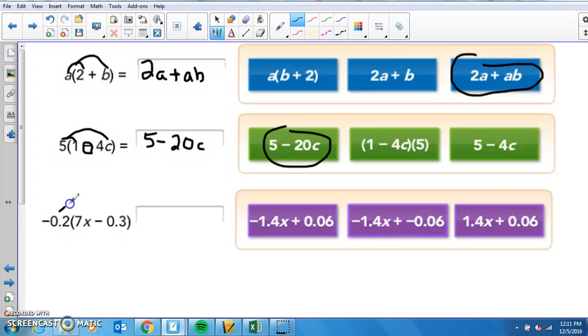All right, we're going to do the same thing for the third one. We're going to distribute that negative 0.2, or the negative 2/10, times the 7x. 2 times 7 is 14, and if you think about it with the decimal, that means we're going to move the decimal 1 place to the left. So that gives us negative 1.4, and I'm going to put the x with it. And then we're going to multiply the negative 0.2 times that negative 0.3. A negative times a negative is a positive. So when we multiply those together, that gives us a positive 0.06, which gives us this first answer right here.